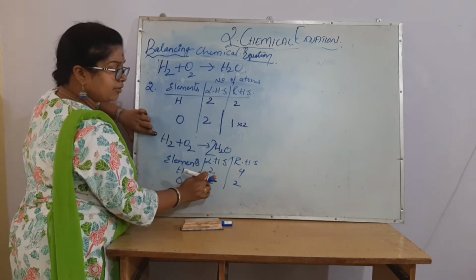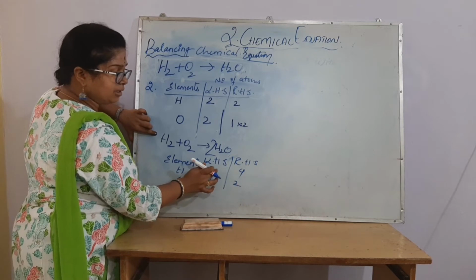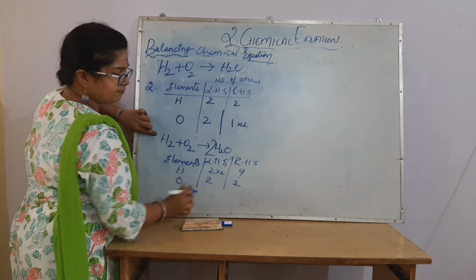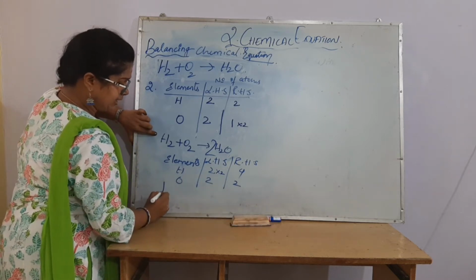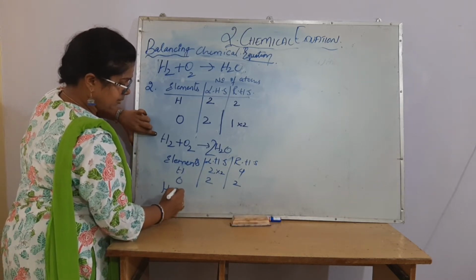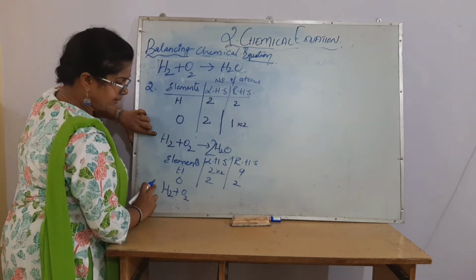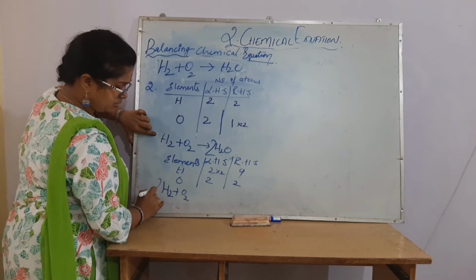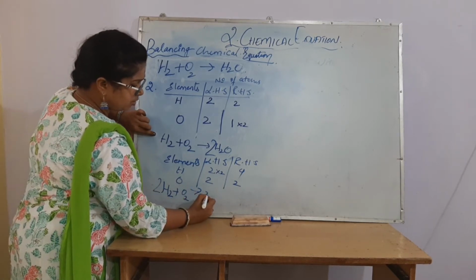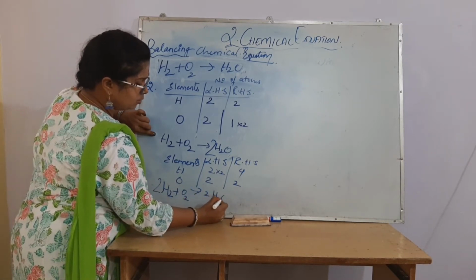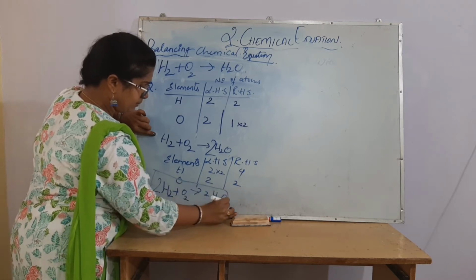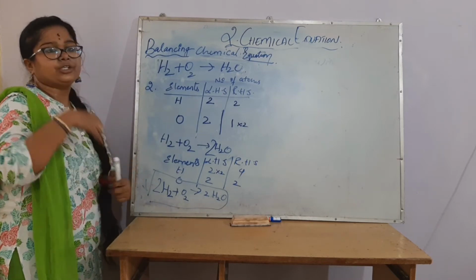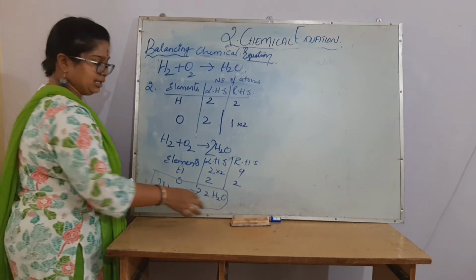Again a problem. Where? 4 and 2. How much should I multiply to get 4 here? Into 2, if I multiply it's enough. See, H2 plus O2, where? On the left hand side, the reactant side only. So 2 H2 plus O2 gives rise to 2H2O. Now you multiply. This will be your balanced chemical equation.